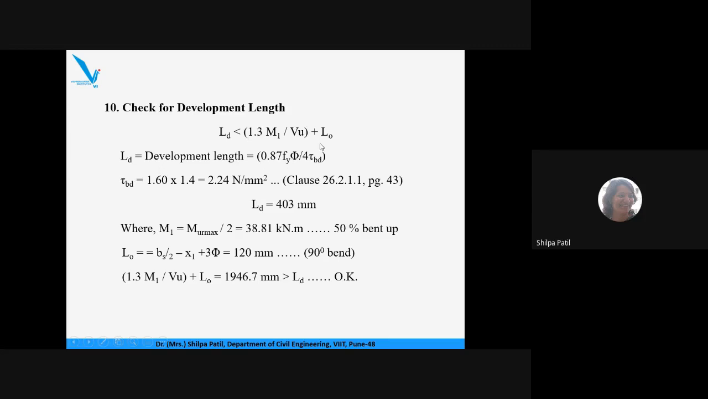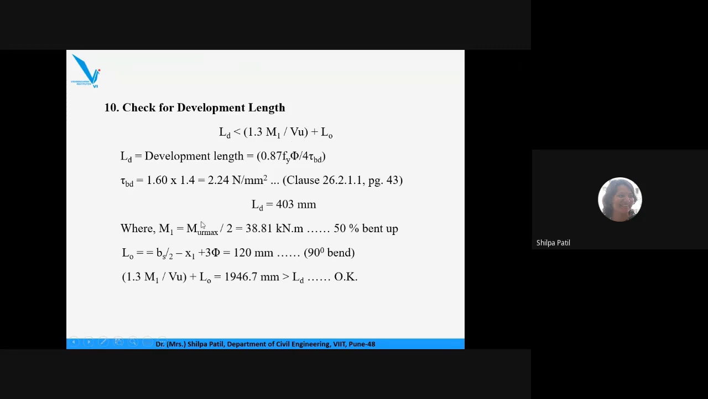What is LD? Its formula we have already discussed. How to find out tau BD we have already discussed. So simply putting all these values in the equation, we can find out LD. M in this formula is to be taken as half the MU R max, because 50% bars are bent up. By putting all these values in the L0 equation, LD is coming less than the right hand side, that is LHS is coming less than right hand side. So the check for development length is also getting satisfied.